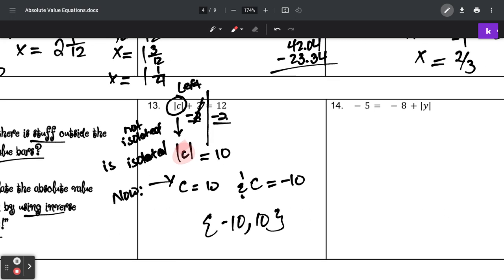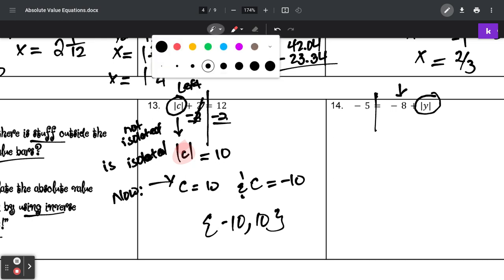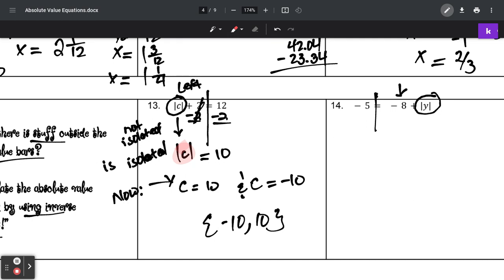All right, let's take a look at 14. Is this expression isolated? Nope, it's got a -8 over here with it. So I'm going to isolate first. I don't need to draw that bar, that line. I'm doing that long because I need to isolate this. And then I can write my two equations. All right, how do I get rid of -8? I add 8 to both sides. So I end up with 3 equals the absolute value of y. So in the beginning, that expression was not isolated.